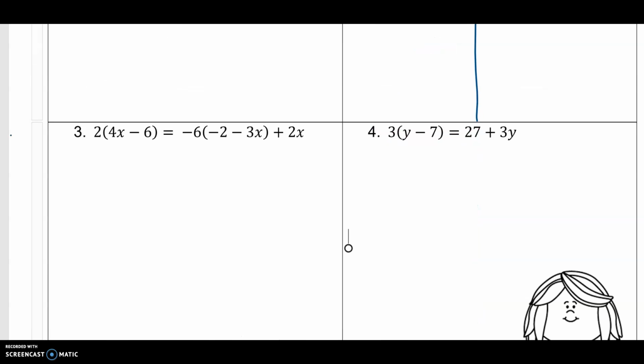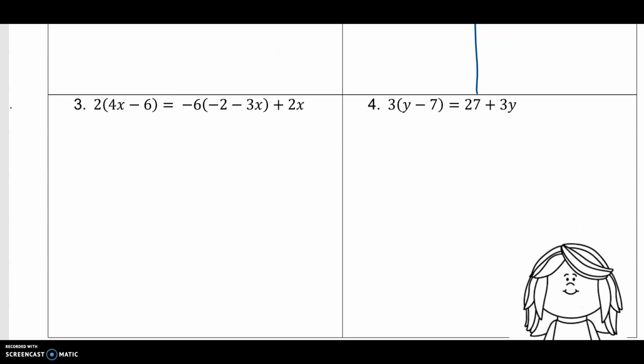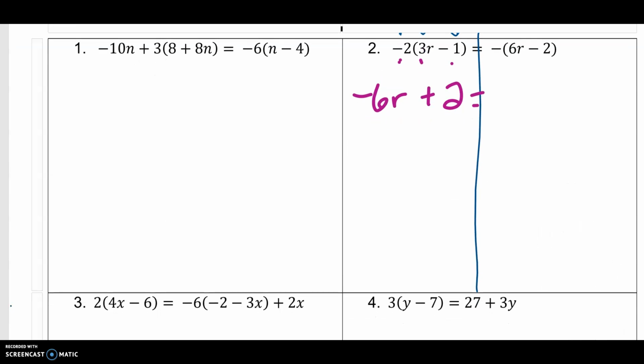On the right side, we can distribute as well. We have that negative sign in front. So remember, you can draw in that 1. That's the same thing as saying -1 times 6r and -1 times -2. So when we do our -1 times 6r, that becomes -6r. -1 times -2 is going to be a +2. Now I have nothing on the left side that's a like term that I can combine. I have nothing on the other side that's like terms that can be combined.